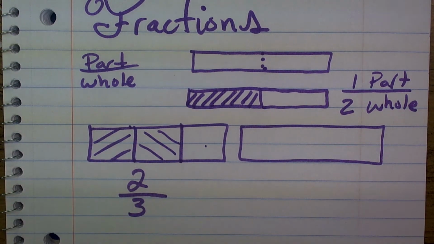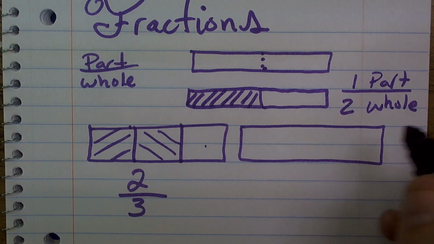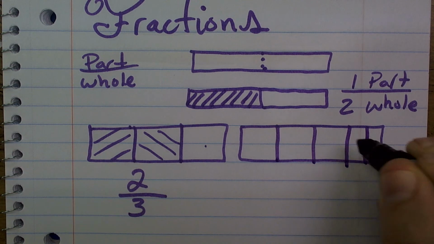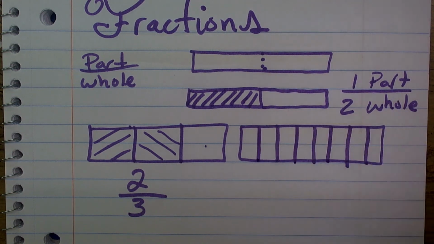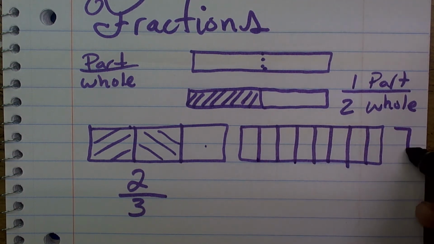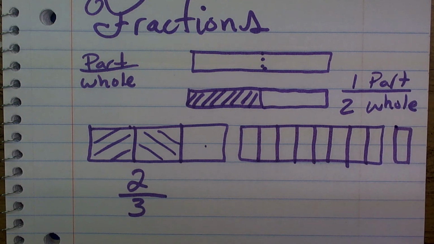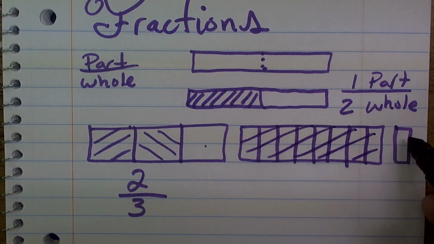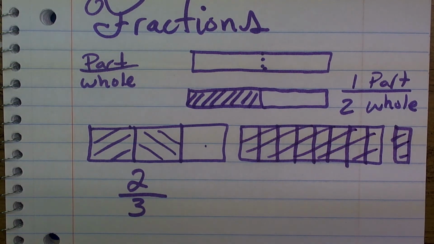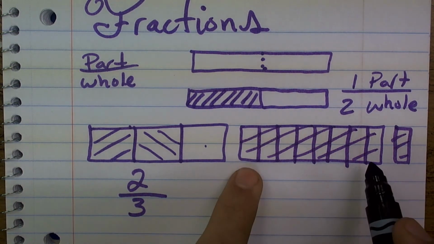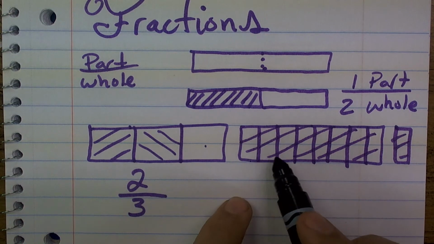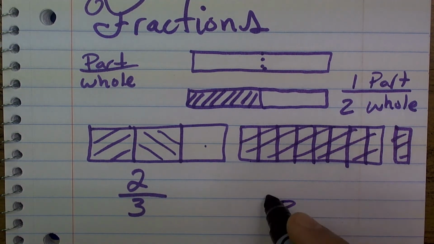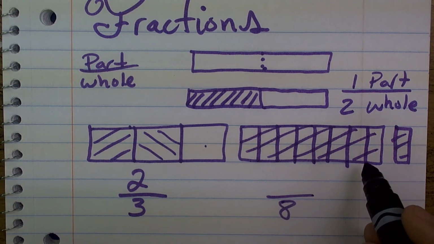Now, one thing I want to mention to you also is, let's break this up and let's add something like this. Now, let's say I highlight all of these. Okay, you could say, now what is the fraction here? Well, to make a whole, we're going to have 1, 2, 3, 4, 5, 6, 7, 8. Right? Because it takes 8 parts to make a whole.